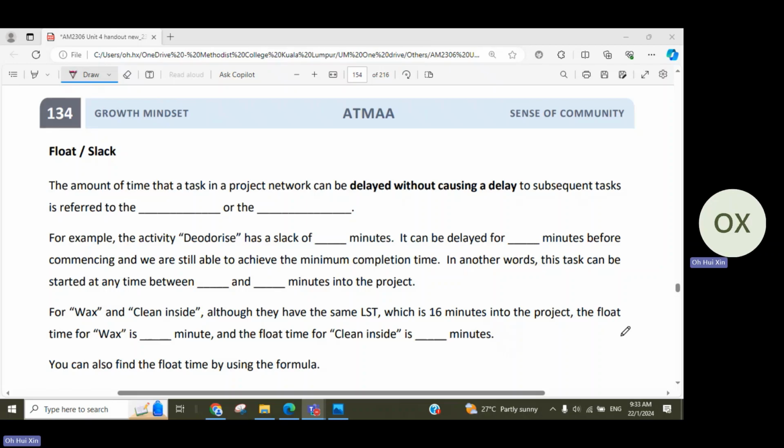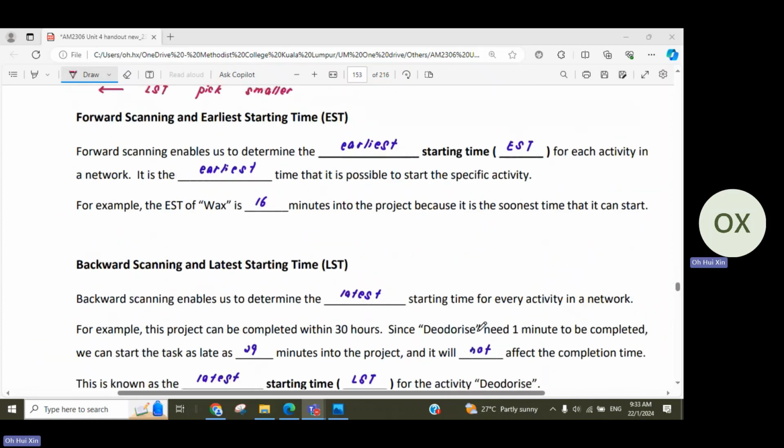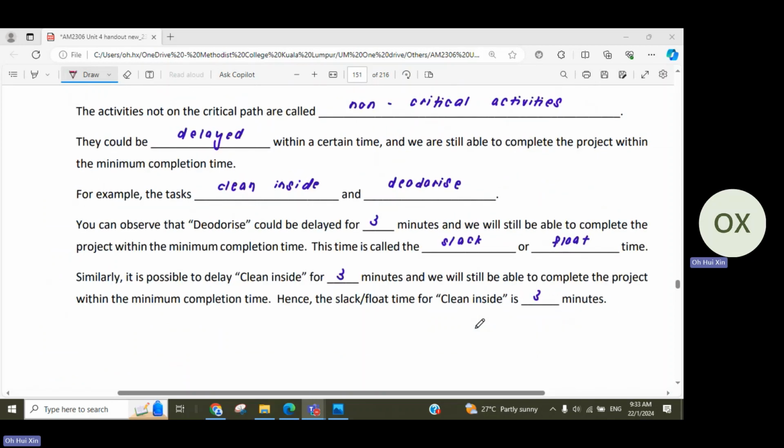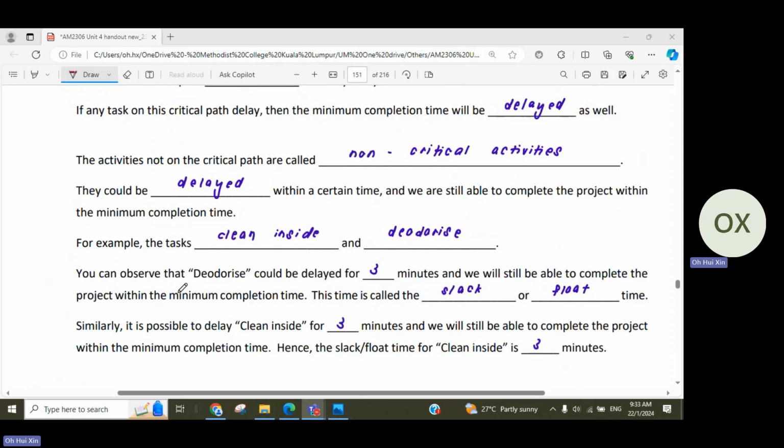And now we'll be going back to page 134. We'll talk about the last learning outcome here. Then after that, we'll end the lesson. Okay, so the last part, we talk about float time and slack time, which is basically what we talked about with the deodorize, if you remember it. Okay, when we first learned about the minimum completion time, we said that deodorize and clean inside, you can delay for 3 minutes, right?